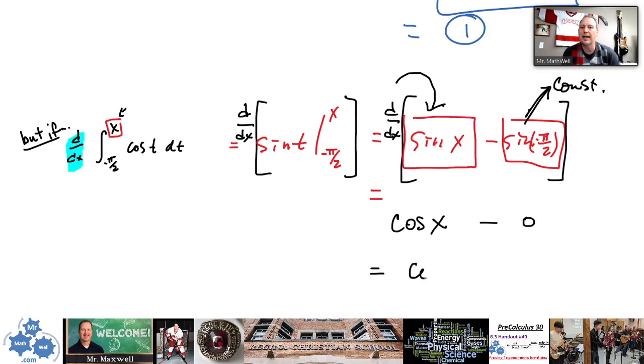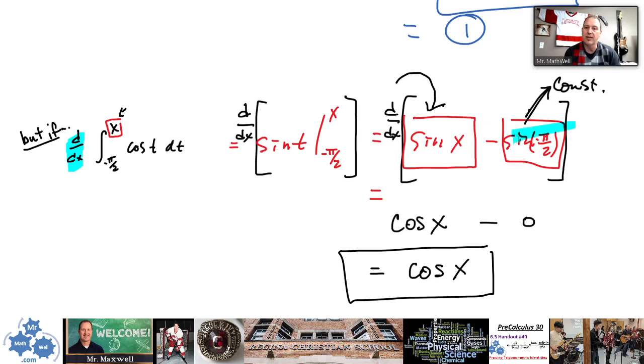So what do I get? I get cos of x. Now the key is that this is a constant, and it comes from this part of the definite integral. Okay, so this helps me, and hopefully it'll help you, make sense of the fact that this constant here can actually be any constant.